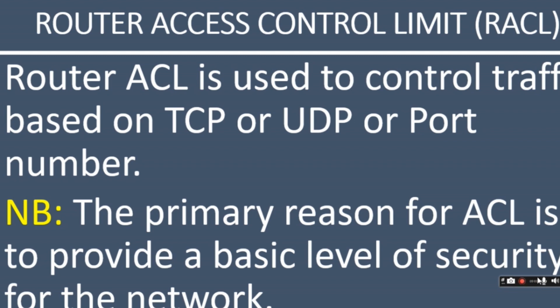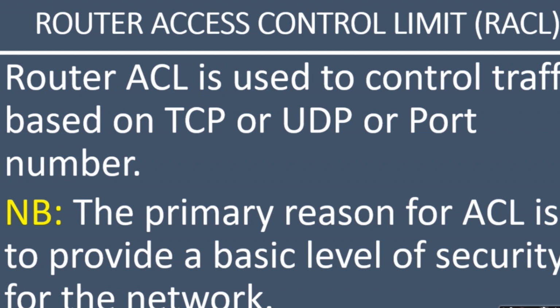Router access control is used to control traffic based on TCP or UDP. When we talk about TCP, we are talking about Transmission Control Protocol; UDP is User Datagram Protocol; or port numbers. So we cannot talk about access control in the absence of a router, because a router also controls access, like we saw in our previous slide, where we talked about how a packet is checkmated when it is sent from one network to another.